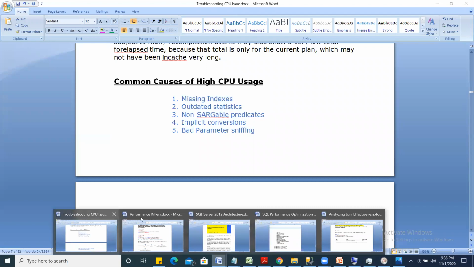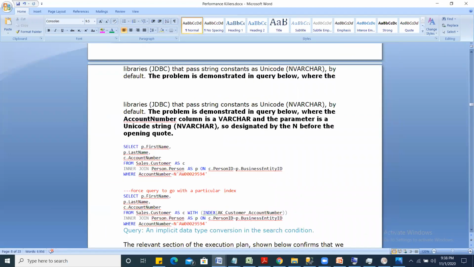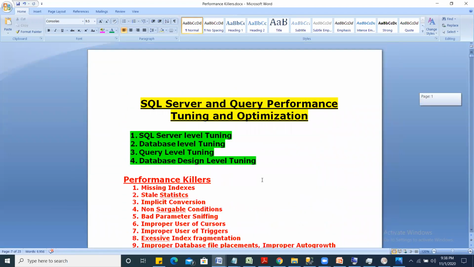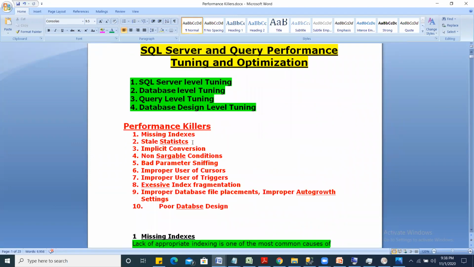Let us see the list of performance killers here. You see the list of performance killers: missing indexes, stale statistics, implicit conversion, right? Non-sargable conditions, bad parameter sniffing. These all are the things appearing here, right?